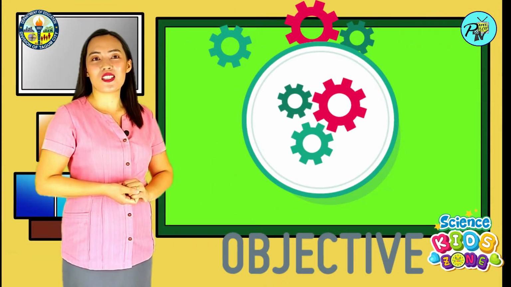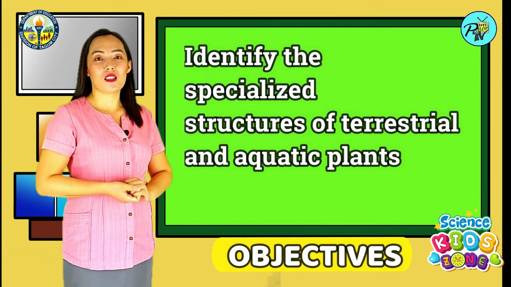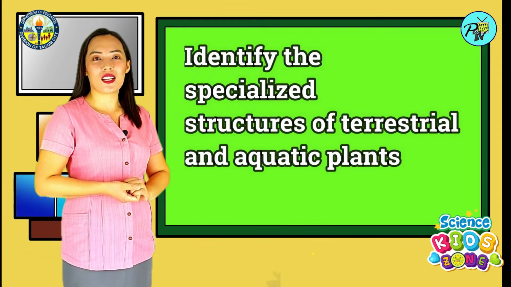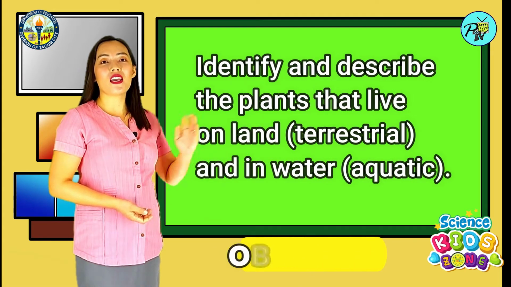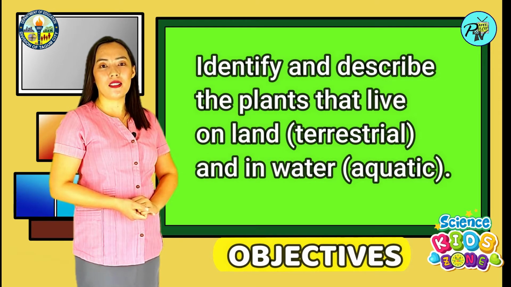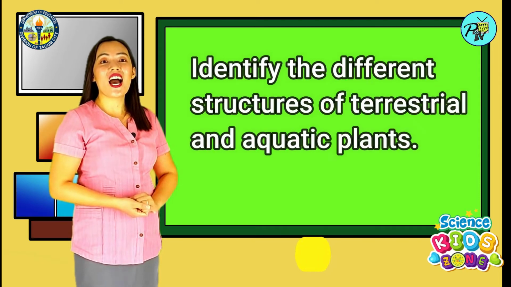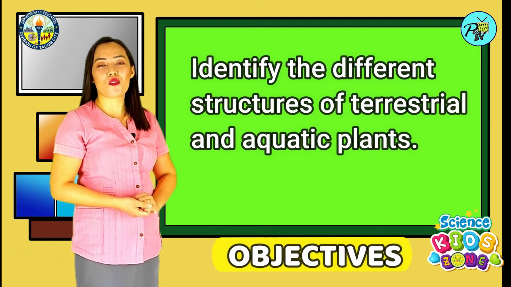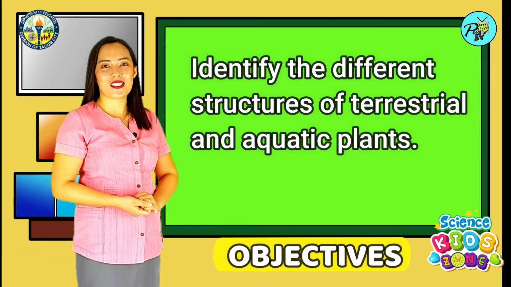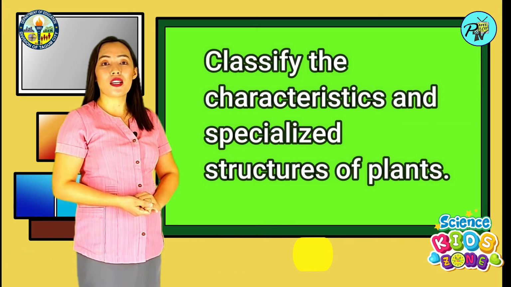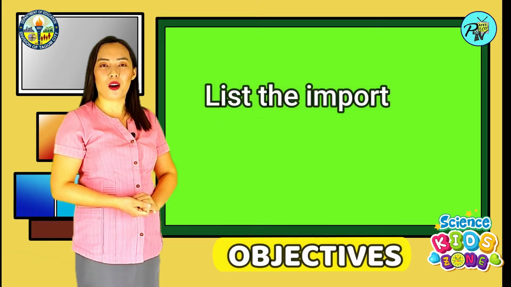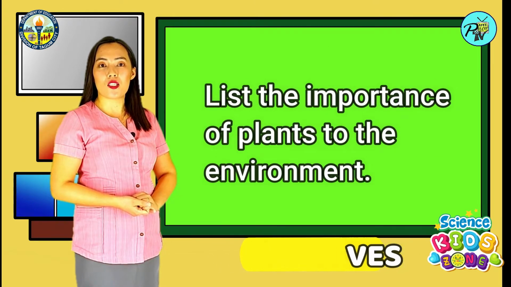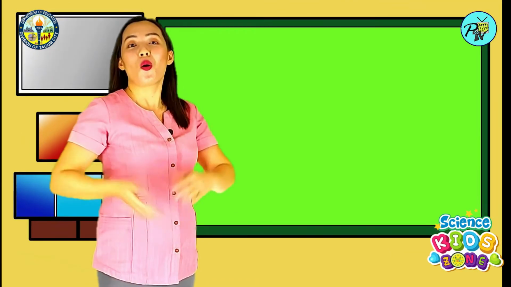For today's lesson, you will be able to identify the specialized structures of terrestrial and aquatic plants. Specifically, you will learn to identify and describe the plants that live on land and in water. Second, identify the different structures of terrestrial and aquatic plants. Third, classify the characteristics and specialized structures of plants. And the last one, list the importance of plants to the environment. So, what are you waiting for? Let's begin!